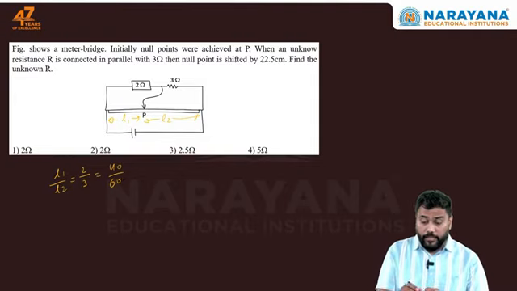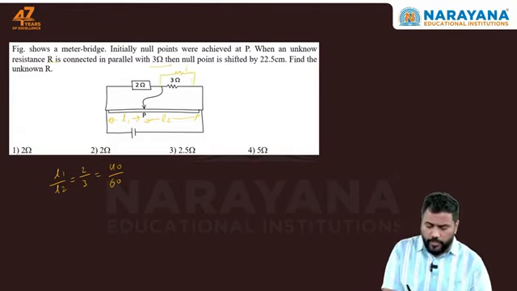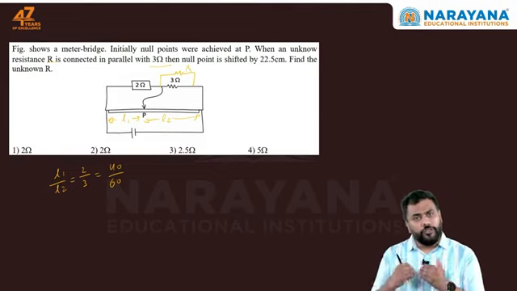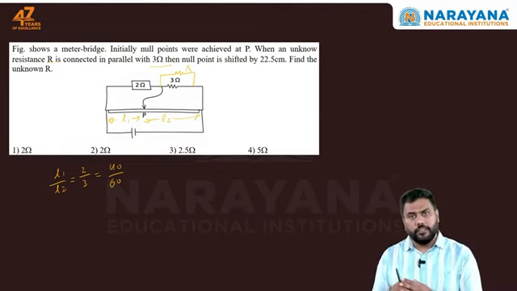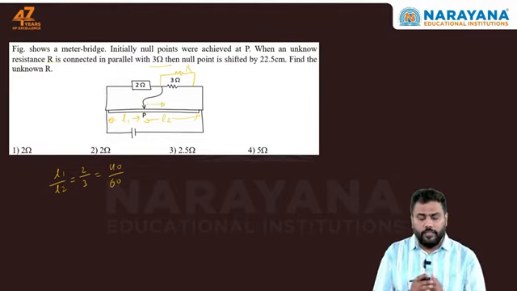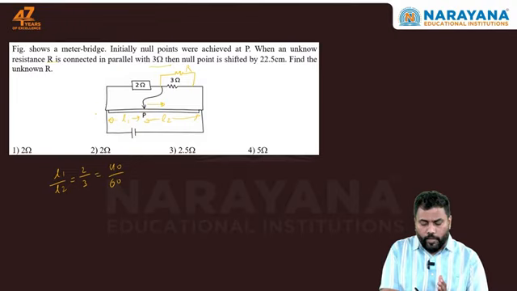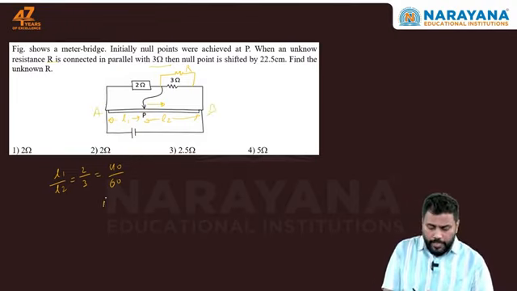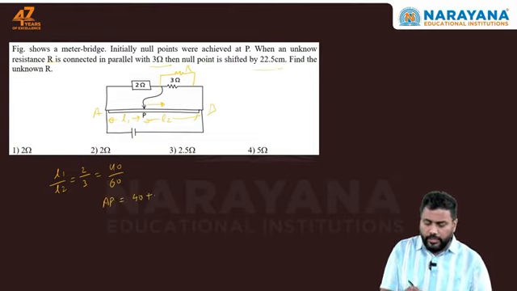Now they are saying that the resistance of 3 ohm is shunted, or connected in parallel, with a resistor R. So in the 3 ohm we are connecting a resistor R in parallel, which will reduce its resistance. Because the resistance is going to reduce, the point P should shift toward the smaller resistor. Hence the length from point A to P should increase and P to B should decrease. So the new AP length has to be the initial length plus the shift. The question is saying the shift is 22.5 centimeter, and the P to B length should be the original length minus 22.5 centimeter.